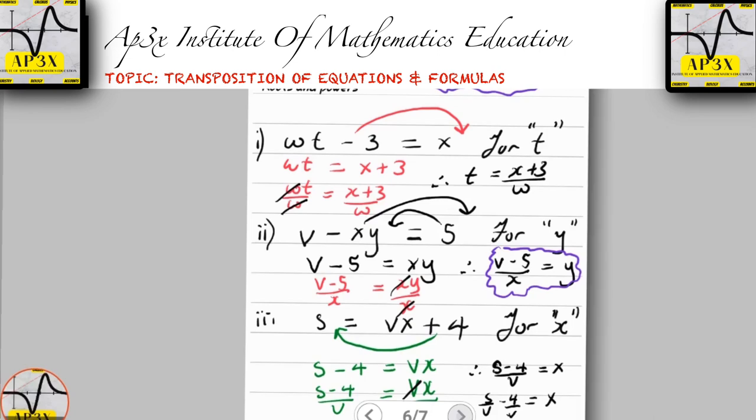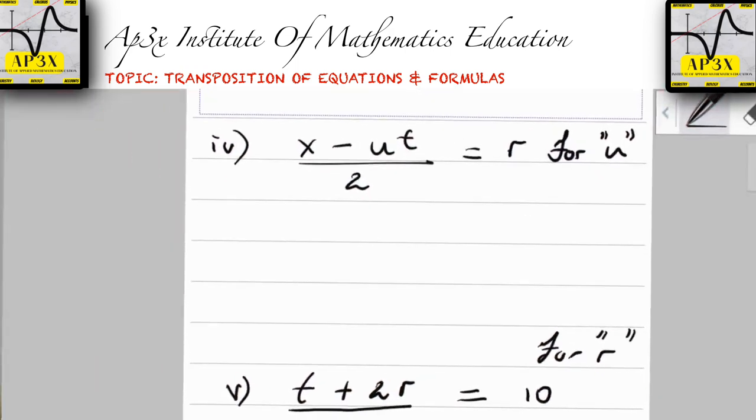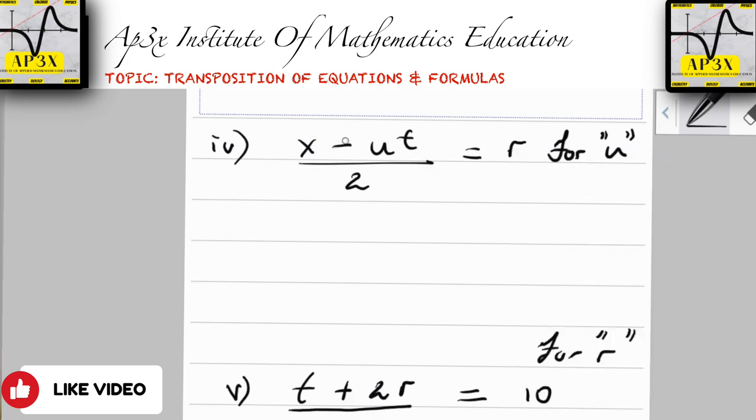Alright guys, and just to bring us to the end of this video, we're going to be looking at these final 3 examples here. These 3 examples are basically a combination of not only the first and the second rule that we learned, but we're also adding that division aspect of it. So here we're looking at X take away UT, and we're going to try to do it correct the first time without trying any other methods. We're going to try to be perfect. So X take away UT all divided by 2 equals R, and we're looking to make U the subject.